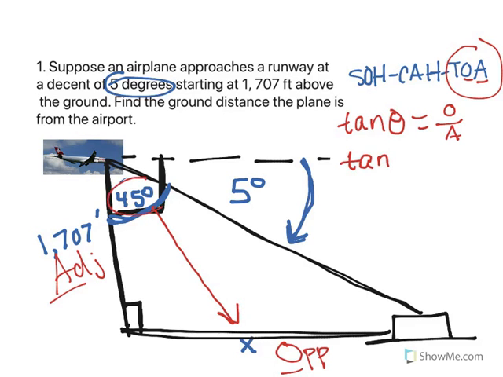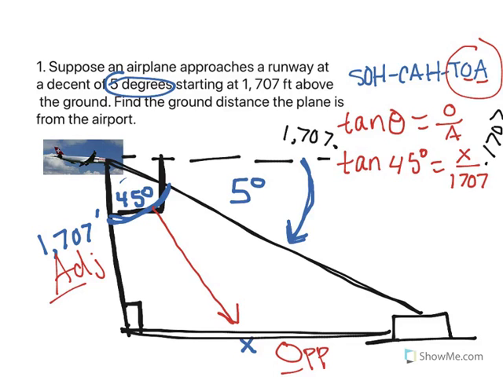So tangent, let's start plugging in values. My angle is 45 degrees equals O, which is X, over my adjacent side, which is 1,707. To solve for X, we're going to multiply by my denominator, 1,707. It's hard for me to put that in here. I'm going to write it up a little bit, but multiply that side by 1,707, and multiply this side by 1,707.